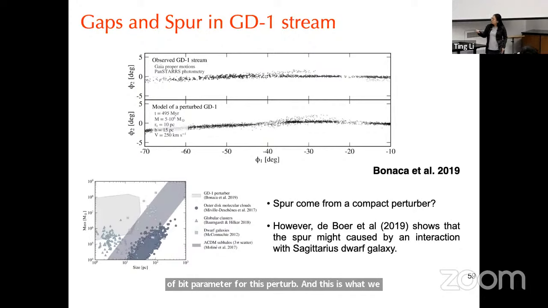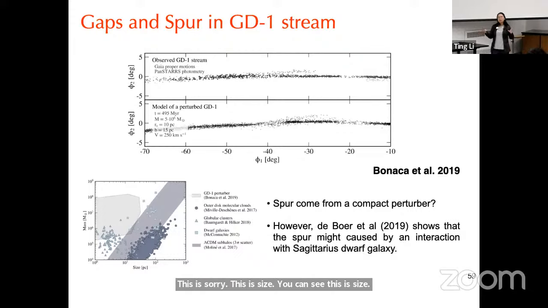So this is what matches with a lambda CDM model. Okay, and these are where this perturber is at. So the perturber is much more compact. This is the size, you can see how big the perturber is. This is the mass, how massive the perturber is.